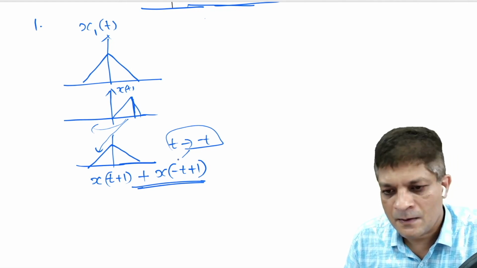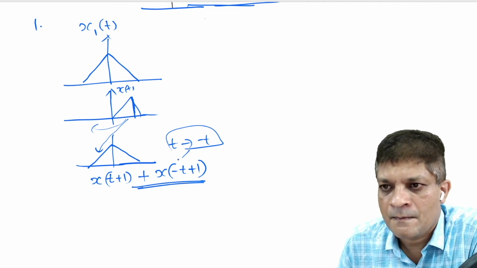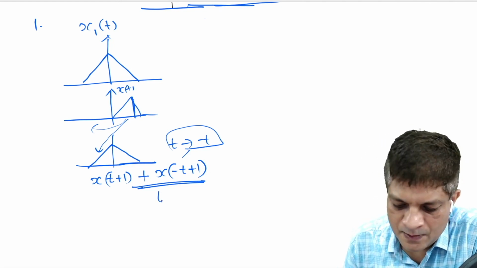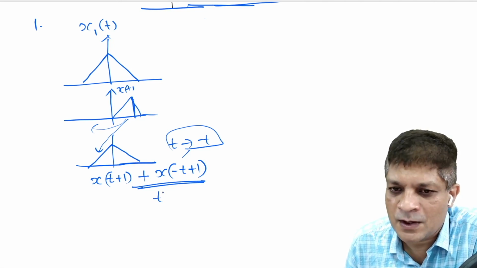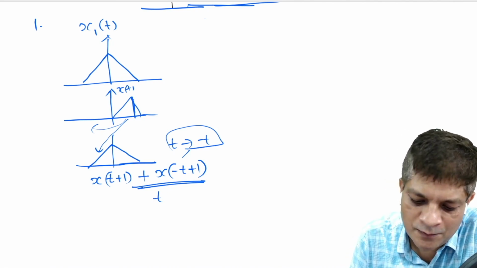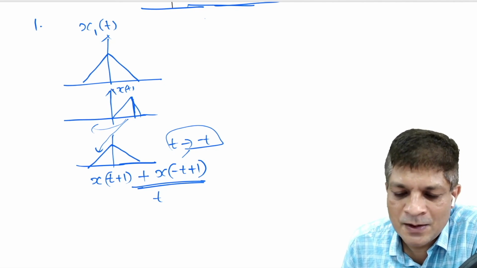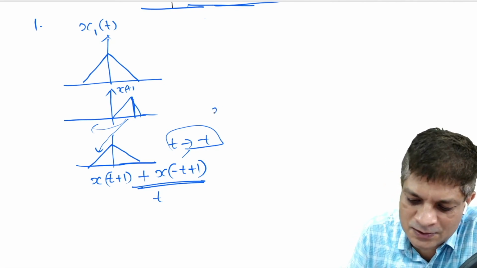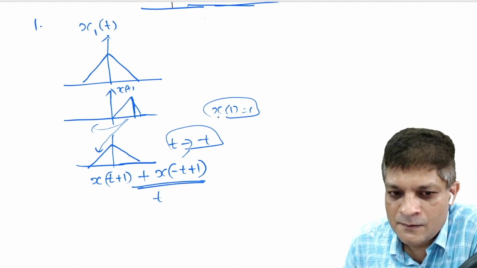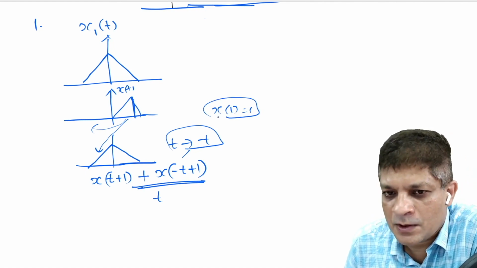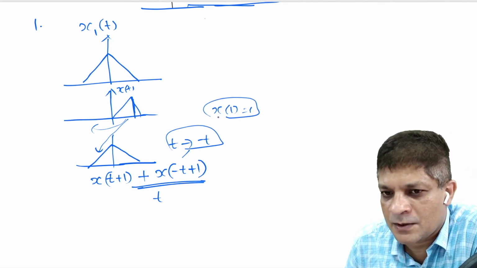Sir, in this case, for t equal to 0, the value will be... No, that is why I mentioned in the class itself: forget about the value of t for the time being. Did I mention that the value of t is 1, or that x1 is 1? No. So forget about the discontinuities for the time being.